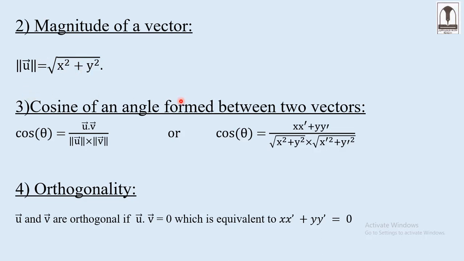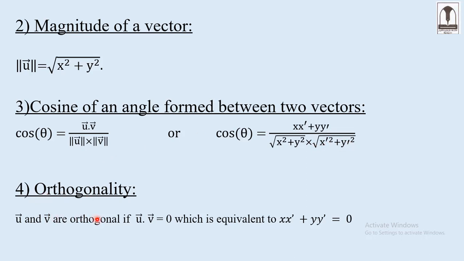Now, how to find the cosine of an angle formed between two vectors? Using the formula of the scalar product, which is u scalar v is equal to magnitude u times magnitude v times cosine theta, we can find cosine theta. It's equal to the scalar product of u and v over the product of the magnitudes of u and v. Now, if you want to express the cosine using the coordinates of the vectors, u scalar v is equal to xx prime plus yy prime over radical x squared plus y squared times radical x prime squared plus y prime squared.